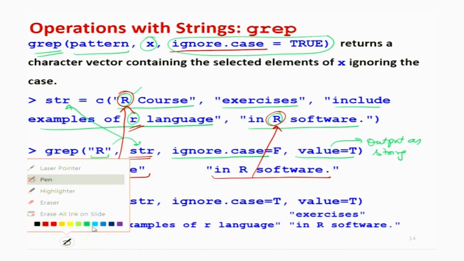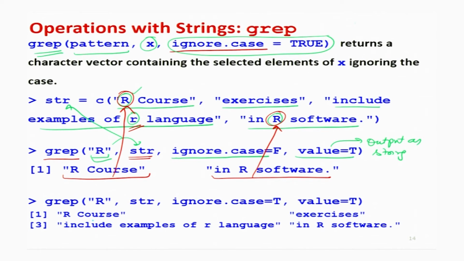Now on the other hand, in the same screen I try to show you one more option. I change this option and write ignore.case is equal to true, T. So now if you operate the same command, it is asking: please find capital R in the string str, and you have to ignore the case because it is true, right. And value equal to true means that you want the answer in terms of strings, otherwise only the index of the positions of the strings is given.